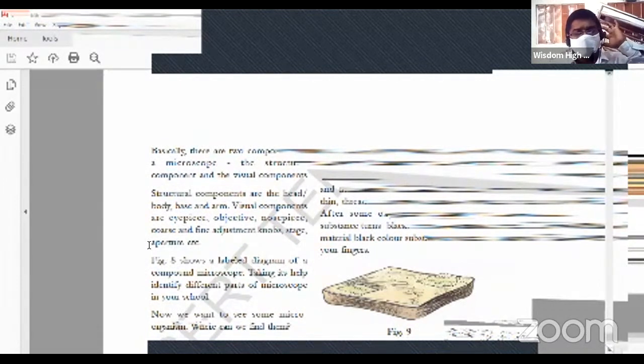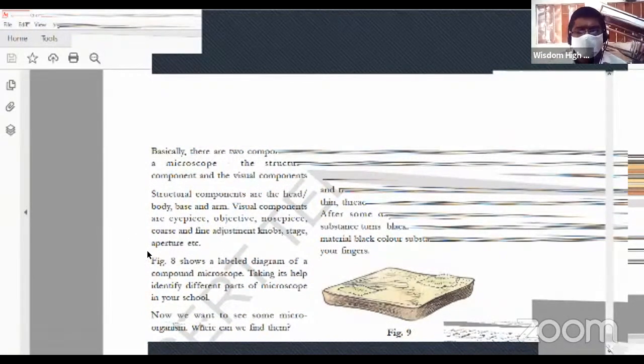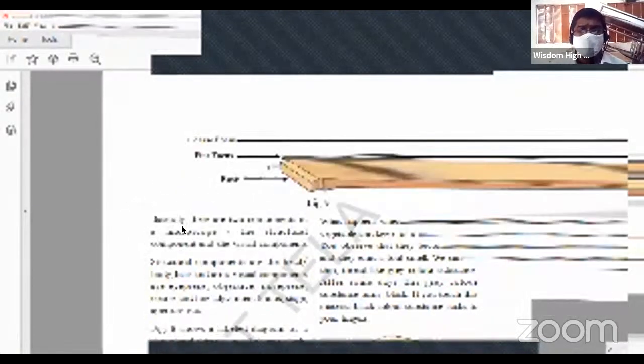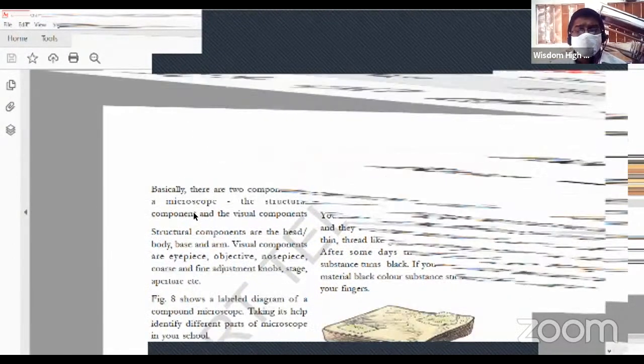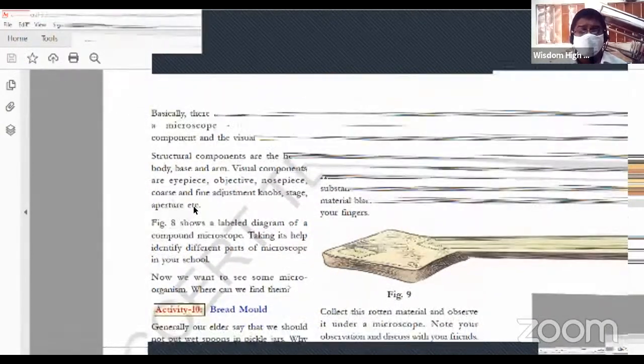Okay, what are the parts of the microscope? Children concentrate here. We can observe that by observing a microscope. Which parts come under the group of structural components, and which come under the group of visual components? Okay. Next, what is the function of the microscope?